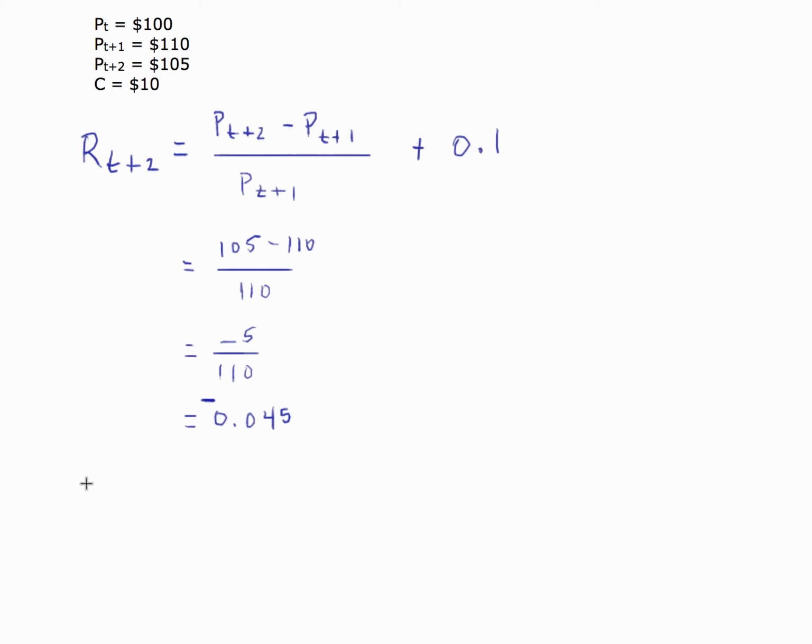Now to find the total return in period T plus 2, we simply add our capital loss, which was negative 0.045, to our current yield of 0.1, and we find that the return in period T plus 2 is 0.055, or 5.5%.